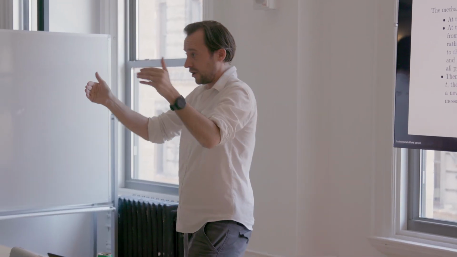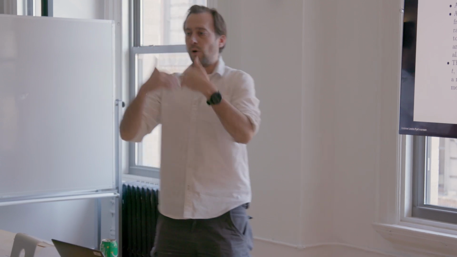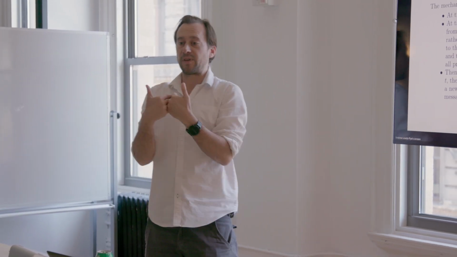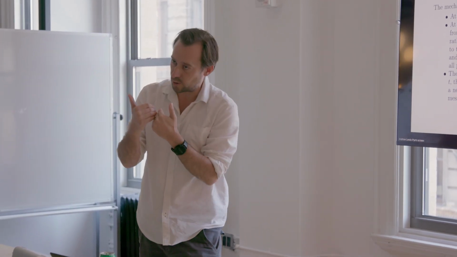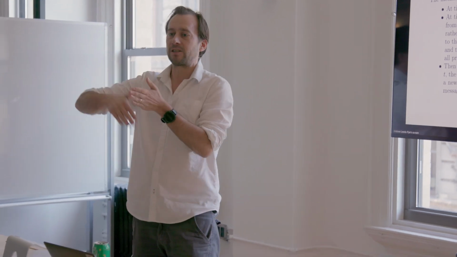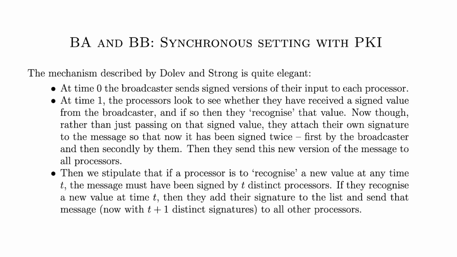Okay, so at time slot 0, the broadcaster sends out signed versions of their input. At time slot 1, other processors receive that. It's got one signature at time slot 1, so they're happy to recognize that value. Then they add a second signature, send that out at time slot 1. If other processors receive that at time slot 2, it's now got two distinct signatures, so they're happy to recognize it. They might then add a third signature and so on. At time slot 3, people will be happy to recognize it if they see three distinct signatures on it. Okay, and the signatures have to be distinct, from different processors.